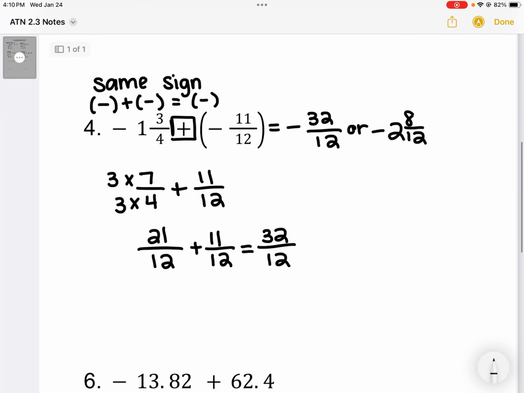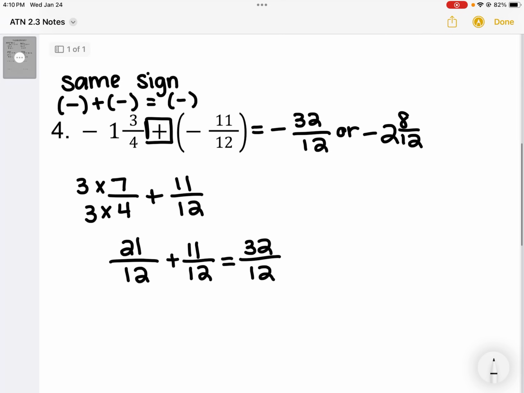Because 8 over 12 can be made smaller, it can be simplified by dividing by a common factor. 8 and 12 both can be divided by 4. I can actually rewrite my answer as negative 2 and 2/3. So these are the 3 possible answers for number 4.